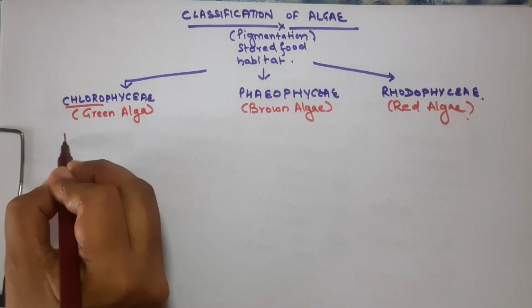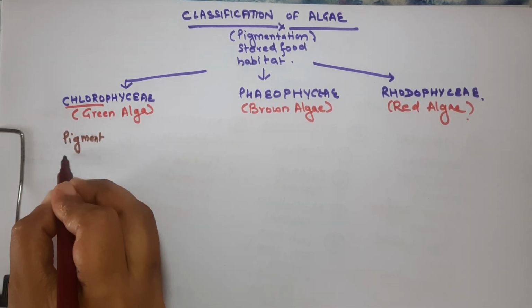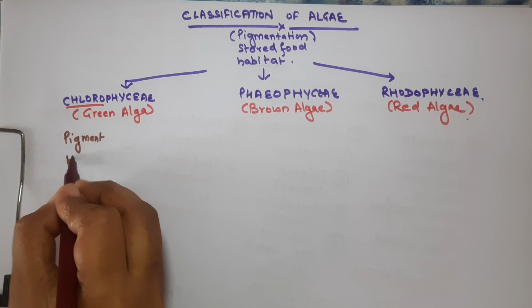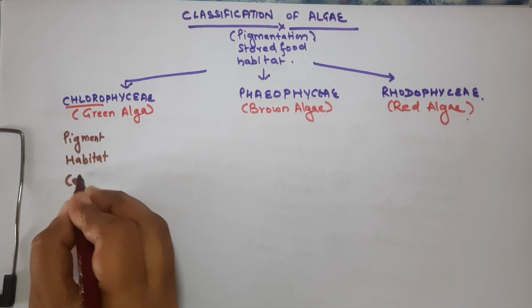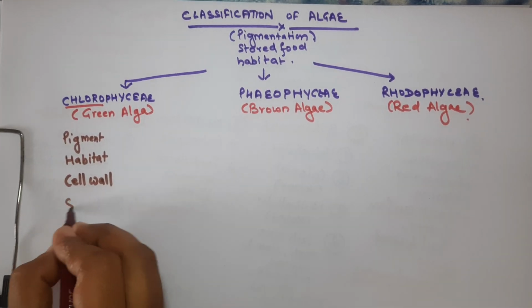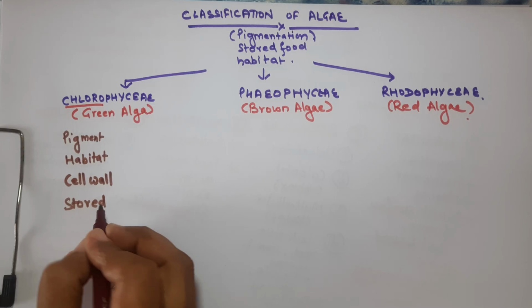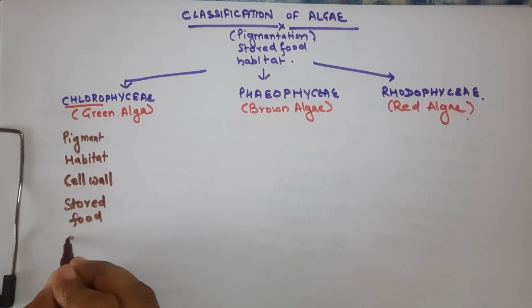We are going to talk about the three algae based on the pigment present, the habitat, cell wall, stored food, and we will consider the examples also. Students, I try to make the topic very easy for you and point-wise, so you can remember it for your exam.